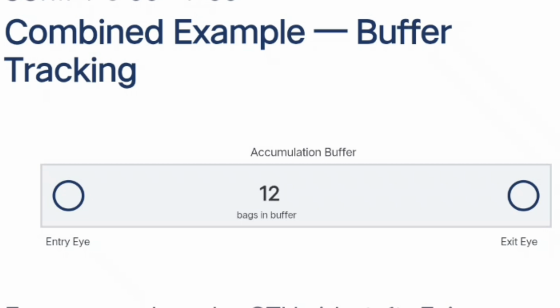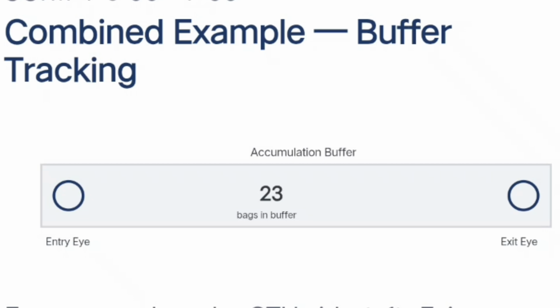Here's a combined example you'll actually recognize: an accumulation buffer between two conveyors. An entry photo eye pulses the CTU side every time a bag enters the buffer. An exit photo eye pulses the CTD side every time a bag leaves. The net accumulator value tells you, in real time, how many bags are sitting in that buffer, without a single timer involved, just counted pulses in and out.